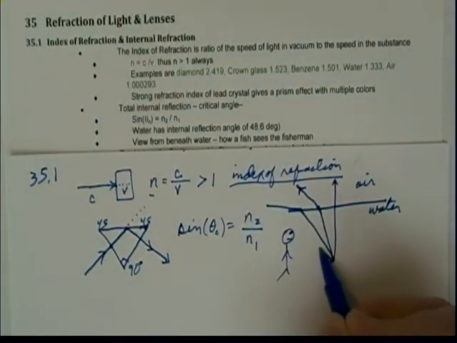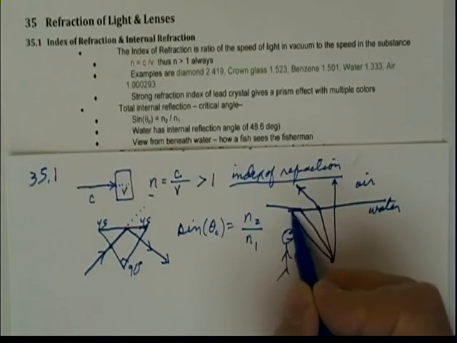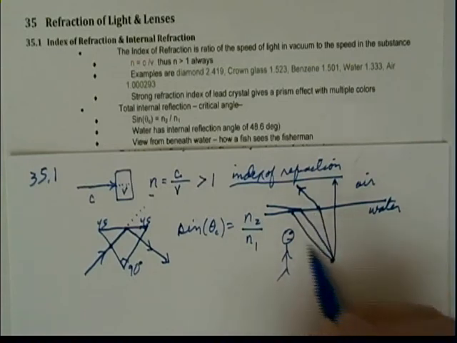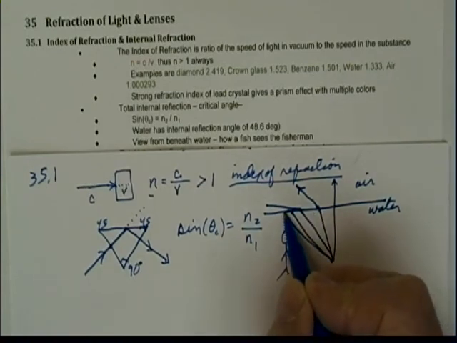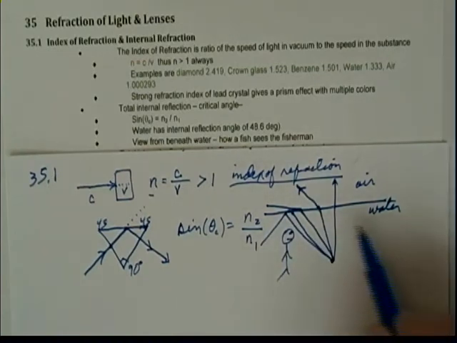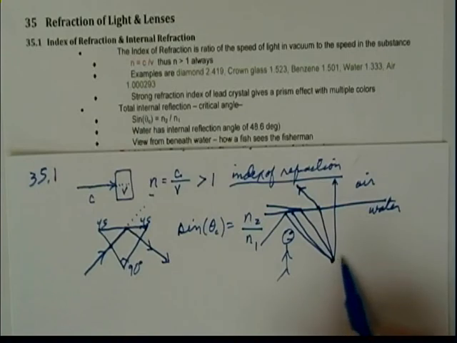And at a certain angle, it goes horizontal to the water, and that is the critical angle, and greater than that, it's reflected totally internally and does not leave the water. So you have a very interesting effect.